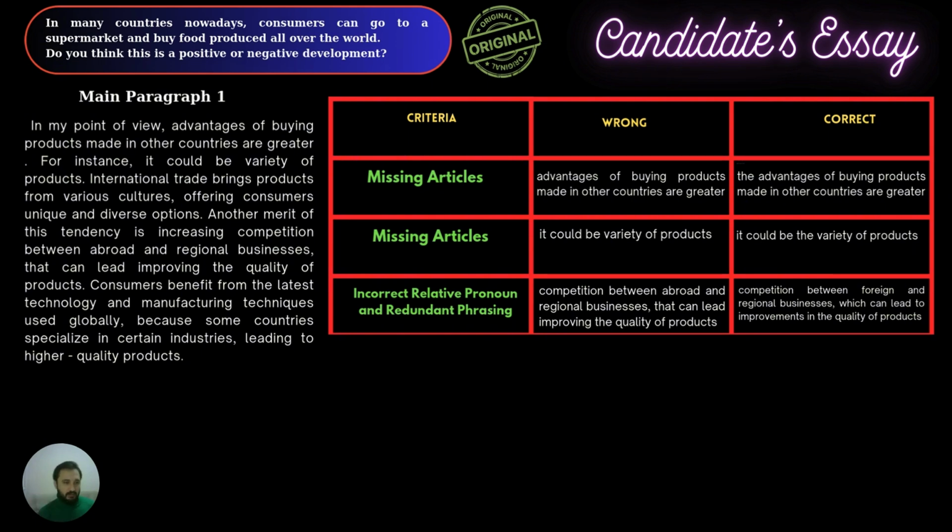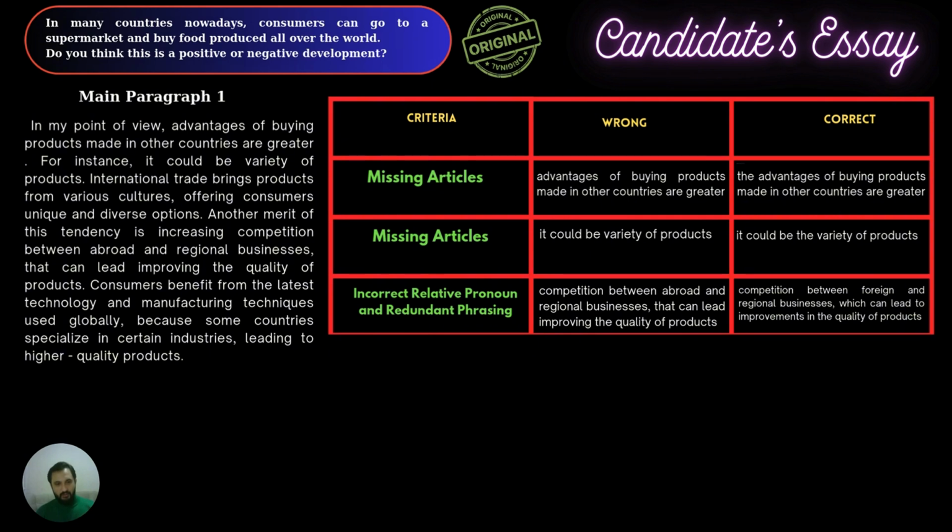So let's start with missing articles. First of all, advantages of buying products made in other countries are greater. But advantages needs an article, the, to specify that these are specific advantages. So the correction is the advantages of buying products made in other countries are greater. Second one, it could be a variety of products, but the correction is it could be the variety of products. Okay. So the third mistake, incorrect relative pronoun and redundant phrasing. Competition between abroad and regional businesses that can lead improving the quality of products. So that should be which, as it introduces a non-defining relative clause.